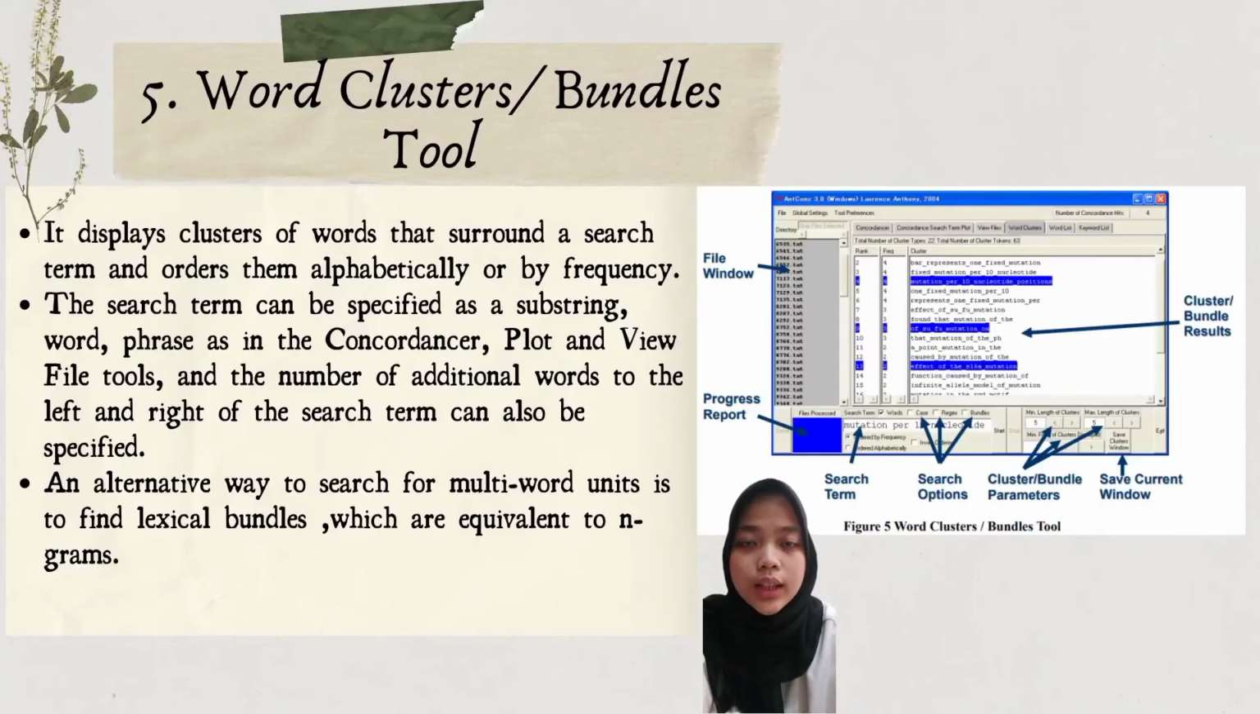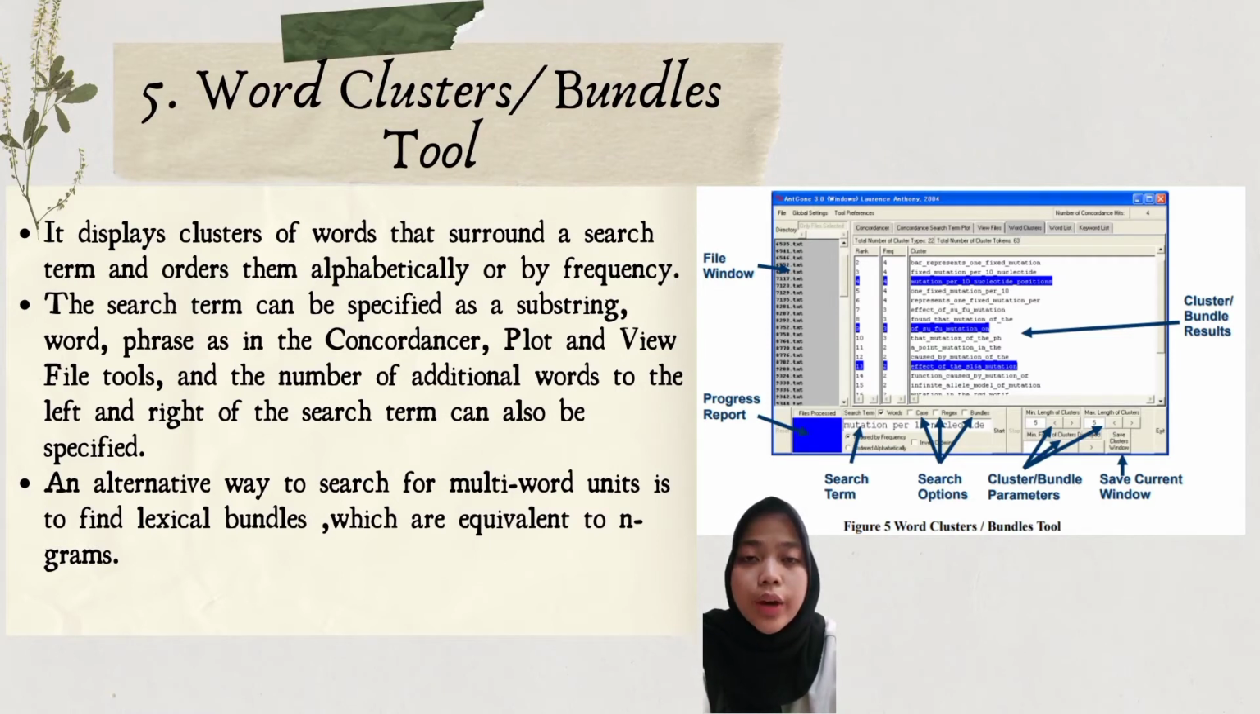Next, word cluster or bundles tool. Multi-word units can be investigated using the word cluster tool shown in figure 5. It displays clusters of words that surround a search term and orders them alphabetically or by frequency. The search term can be specified as a substring, word, or phrase as in the concordancer, plot and view file tools, and the number of additional words to the left and right of the search term can also be specified.